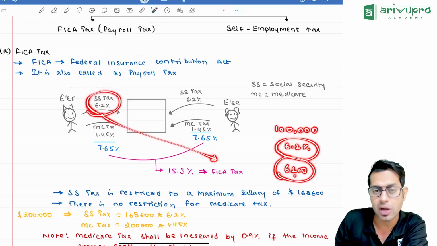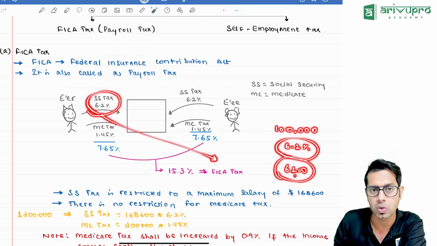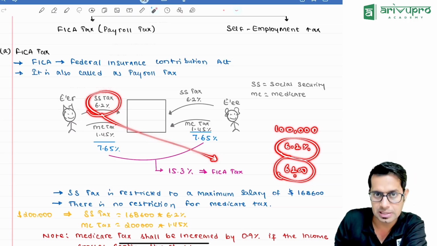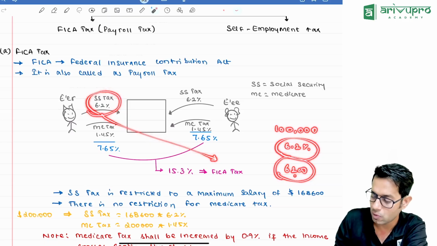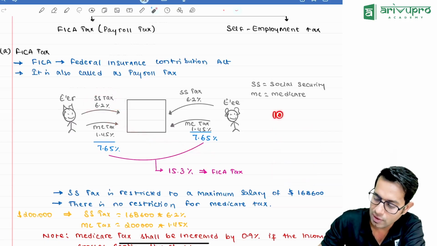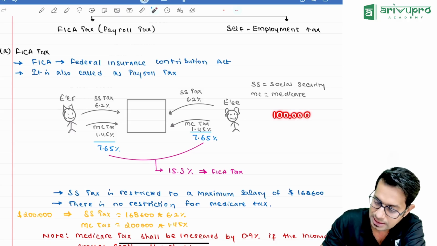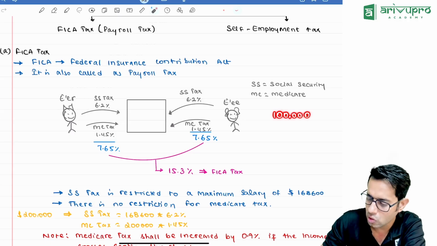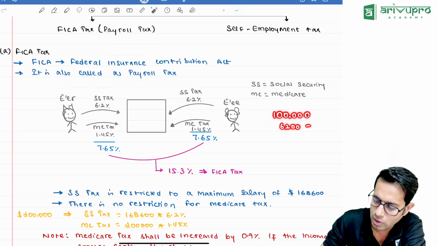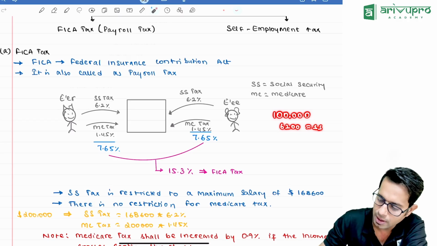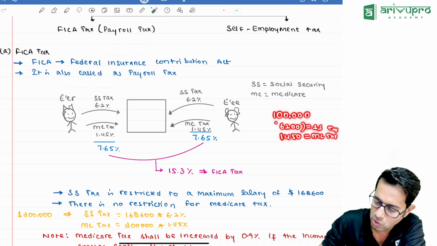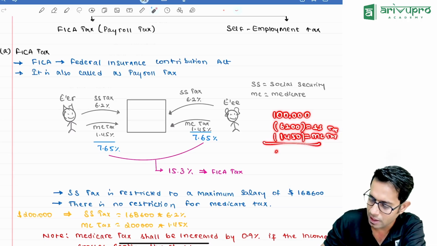But sir, will my employer reduce this amount from my salary and pay? No. The employer is not going to reduce this money. When the employer is going to pay this amount, he will pay you whatever is the salary less your contribution. How much is your contribution? $6,200 towards social security and $1,450 towards Medicare tax. So he is going to reduce only this much from your total salary. Now whatever is left over will be paid to you. How much will he pay you?